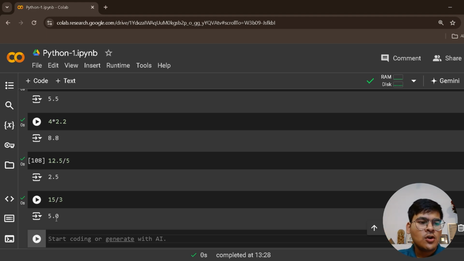With this we are done with the most basic arithmetic operators. In the next session we'll talk about some new arithmetic operators which most of you might be learning for the very first time.